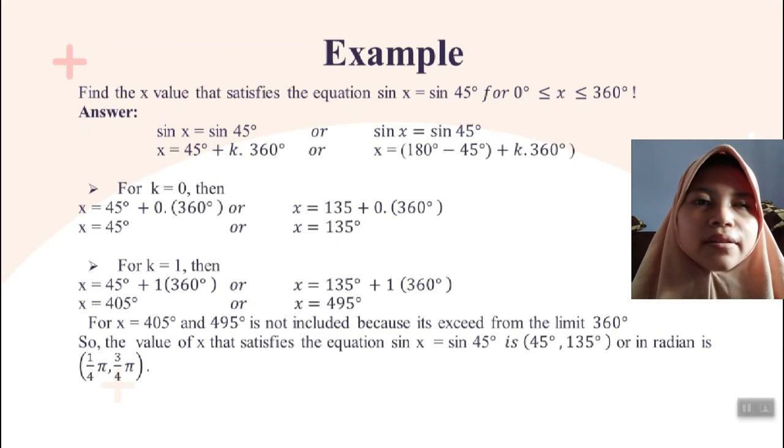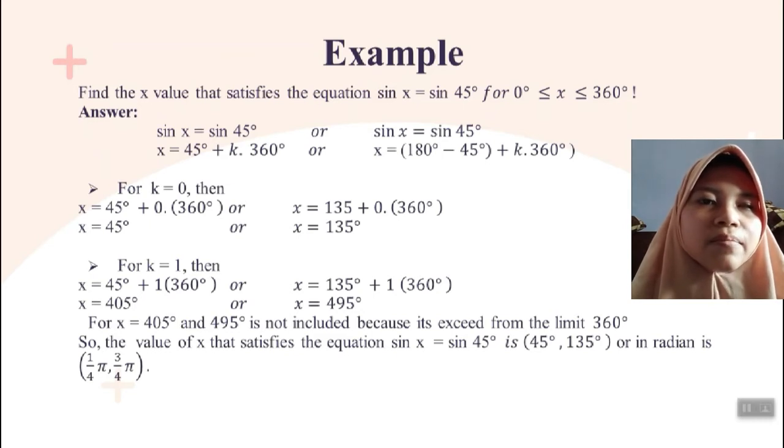For k equal to 0, then x equal to 45 degrees plus 0 multiplied by 360 degrees, or x equal to 135 degrees plus 0 multiplied by 360 degrees. So x equal to 45 degrees or x equal to 135 degrees.